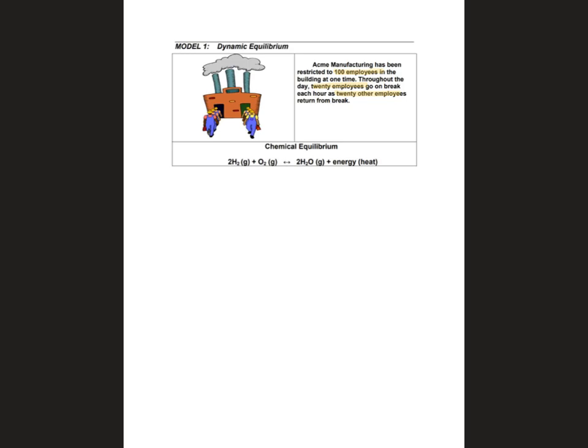Now these employees go in and out for their break by going through a checkpoint. So they have to punch in and then they have to punch out. So I think about, what do you think would happen in our model if that check-in and check-out system was faster? What would happen to the number of people in the factory?